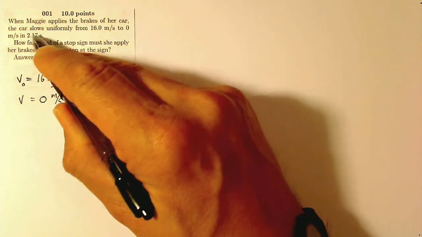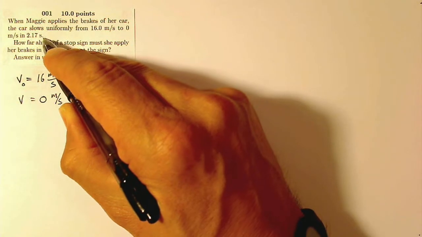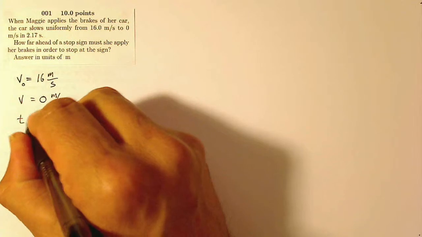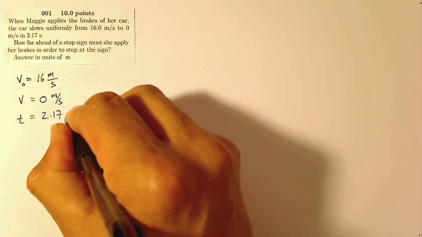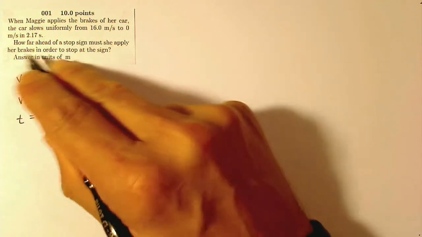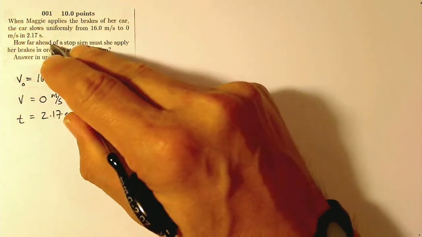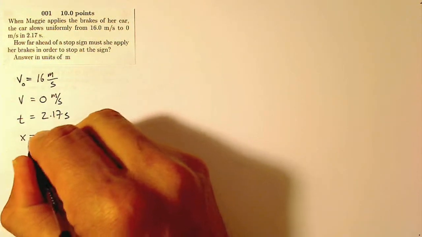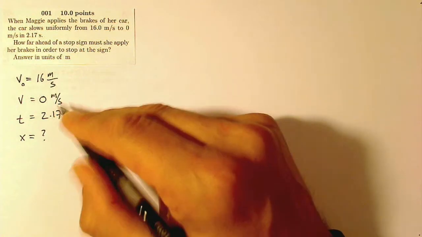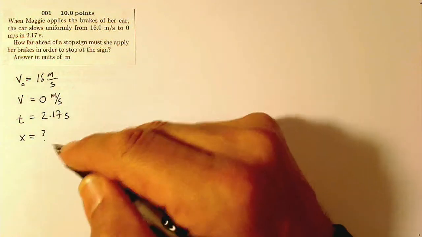And it says in 2.17 seconds. Well, there's a number and some units. The units are seconds, which is an indication of time. So 2.17 seconds is my time. How far ahead of a stop sign must she apply her brakes in order to stop at the sign? How far ahead is distance. So I'm looking for my displacement, and that's going to be my question mark. So I've got an initial velocity, a final velocity, a time, and a displacement. What I don't have is an acceleration.